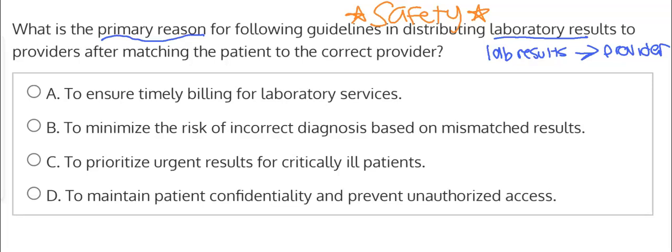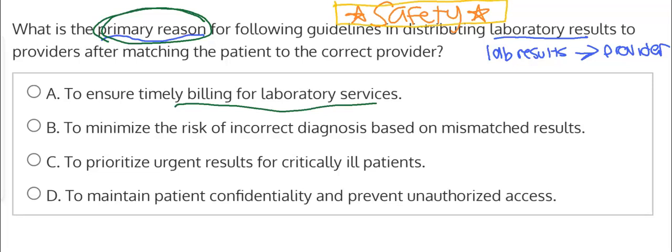So option A says to ensure timely billing for lab services. And remember, when we see our primary reason, it's the main reason. So maybe this is a secondary reason, but overall we want to look at the primary reason. And the primary reason has to do with safety. That always should be what you should come back to on any question that has to do with the medical examination. You want to make sure that what you're picking has something to do with patient safety in most cases. So we could eliminate option A.